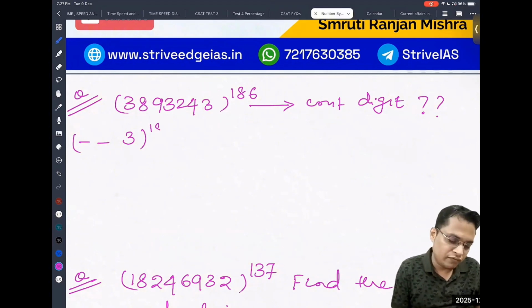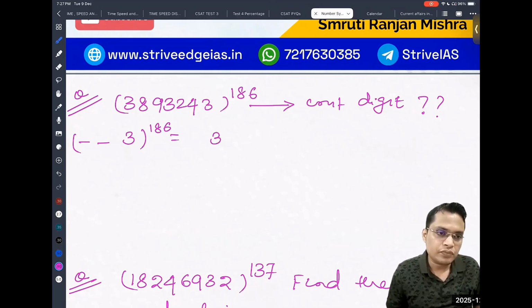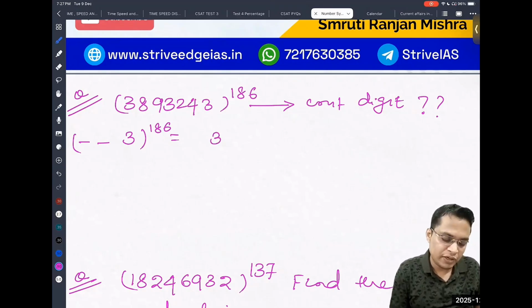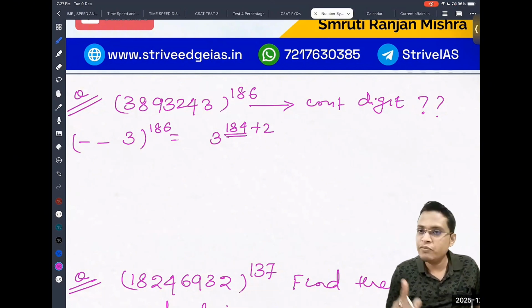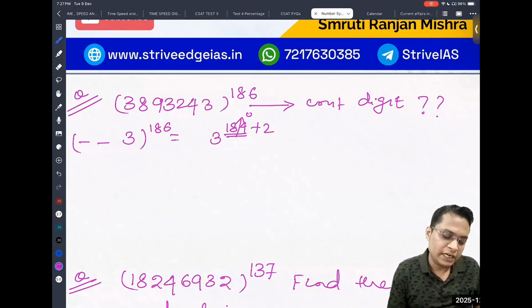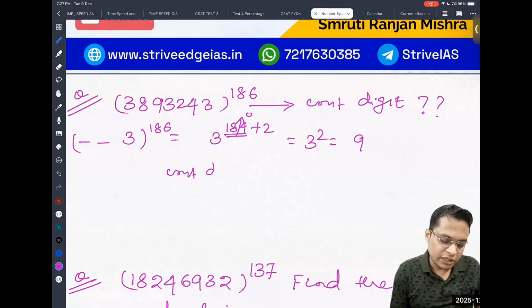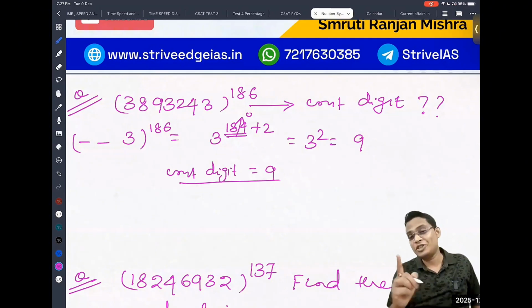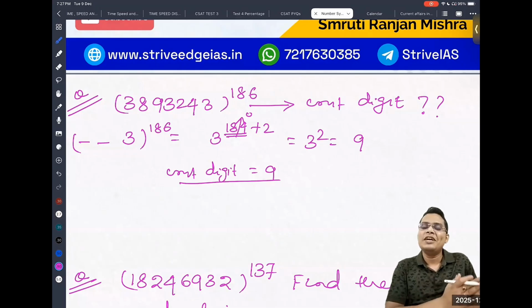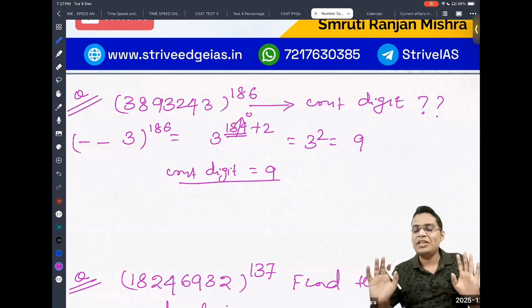Whatever the number is, if it is 3 to the power 186, we can write this as 3 to the power 184 plus 2. The 184 is divisible by 4, so we eliminate that. What remains is 3 squared, which is 9. So the unit digit of this number is 9. Just imagine, by using this concept, however big the number is, you are able to find the unit digit.